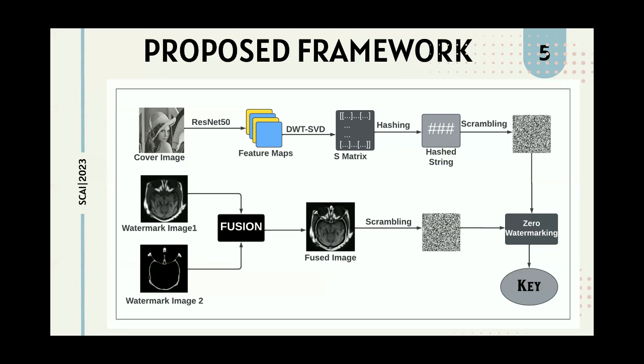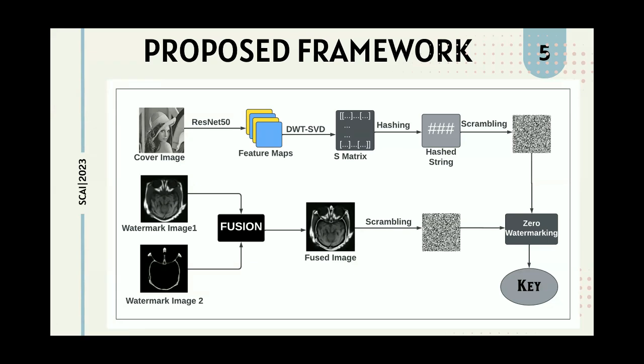The second input to the zero watermarking comes from the cover image. This is basically my cover image in which I will hide the watermark image, and the watermark image in this case is just the fused image. On the cover image, I'm taking out the feature maps using ResNet 50. On those feature maps, I'm using some transformations, that is DWT and SVD, and from that, I have extracted the S matrix. After performing DWT, I have taken the low frequency image.